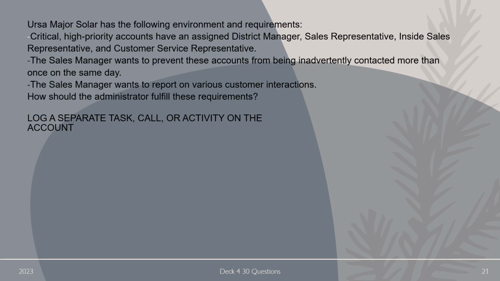Ursa Major Solar has the following environment requirements. Critical high priority accounts have an assigned district manager, sales representative, inside sales representative, and customer service representative. The sales manager wants to prevent these accounts from being inadvertently contacted more than once on the same day. The sales manager wants to report on various customer interactions. How should the admin fulfill these requirements? Log separate task, call, or activity on the account.